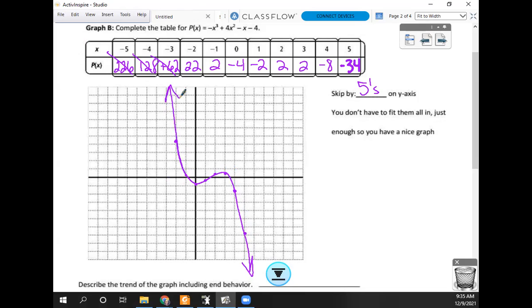There, that looks pretty good. Not perfect, but it's good. It's hard sometimes to plot those points, so take your time. If you want to skip by twos, you can skip by twos. If you guys didn't like that I skip by fives. As long as you get that pretty shape on there, that's what I'm looking for.